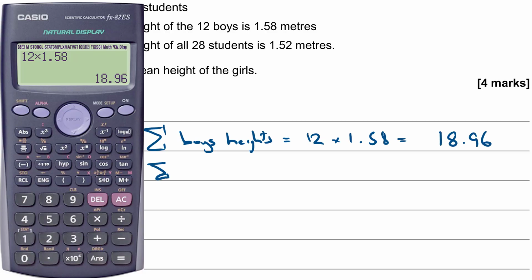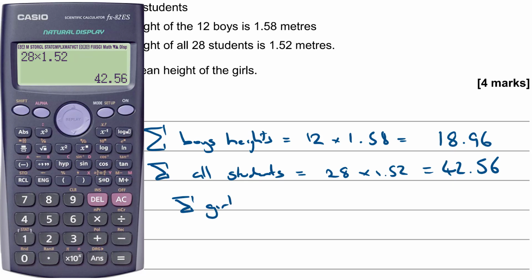So the height of all students equals 28 times 1.52, which adds up to 42.56. Okay, so the girls' height then, the sum of the girls' heights is going to be the sum of all students subtract the sum of the boys' heights.